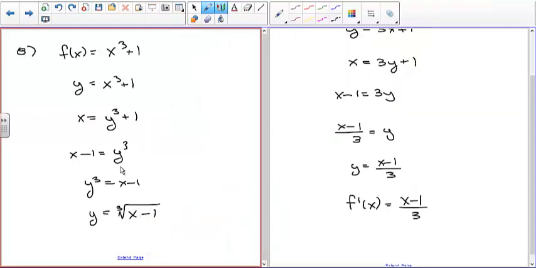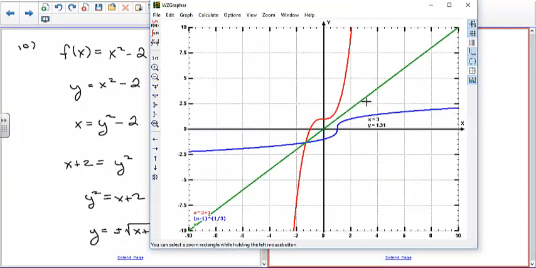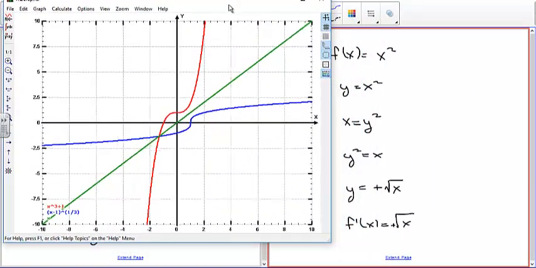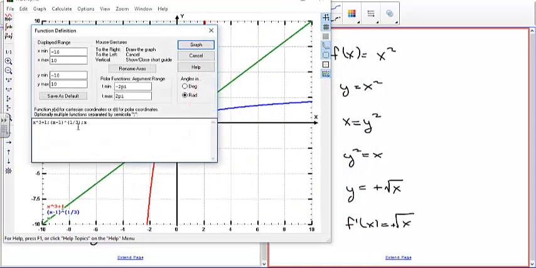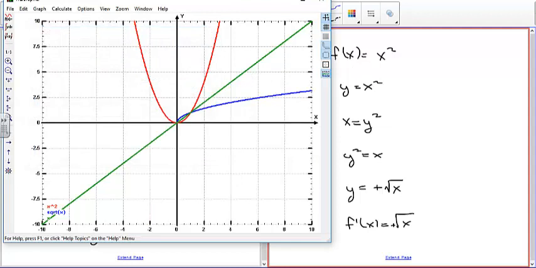Notice that none of these had limitations on the domain. These next two do, so let's see how that differs. So move this over here. My original function is x squared, and my inverse is equal to the square root of x. So there you go. So what we're doing is we are ignoring this part of the y equals x squared curve, because you can see these two are symmetric, but this one is not applicable.